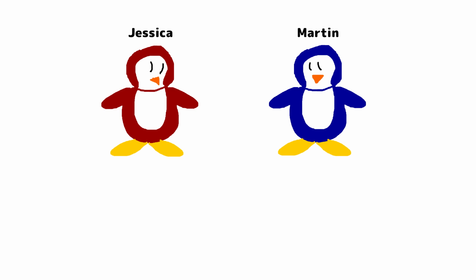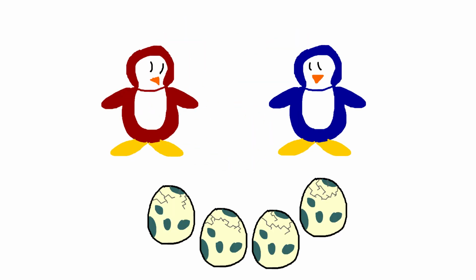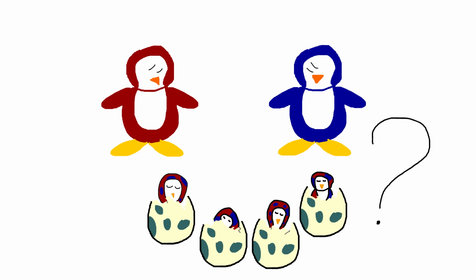In Penguinland, another couple also got married, a blue penguin named Martin and a red penguin named Jessica. They loved each other very much and had 4 eggs. Now, can viewers guess what would be the color of their offspring? If you said purple, you are wrong, because they actually became variegated, and we know this is not the case of incomplete dominance. As such, we need to have some other explanation for such a phenotype.